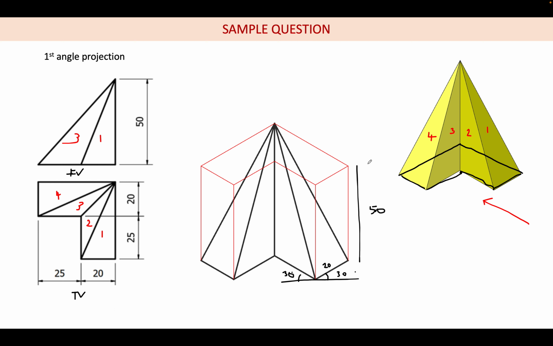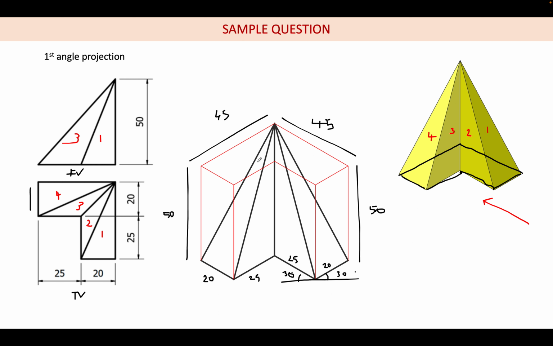go above 50 mm. Here this will be 45, which is 25 plus 20. This will be again same 45. This will be 50, same. This value will be this value 20. This value will be this value 25, and this will be 25. So now we completed the L-shaped object.